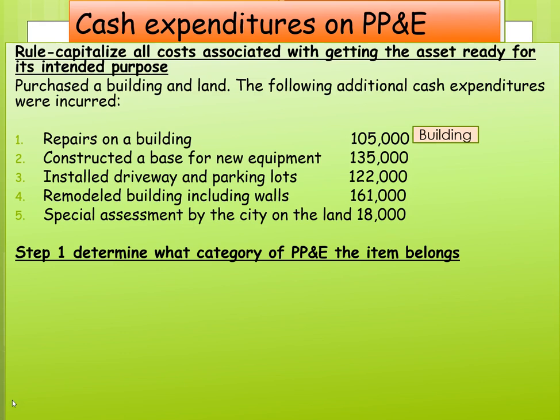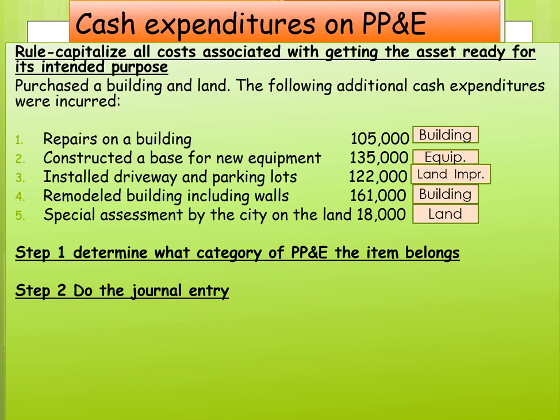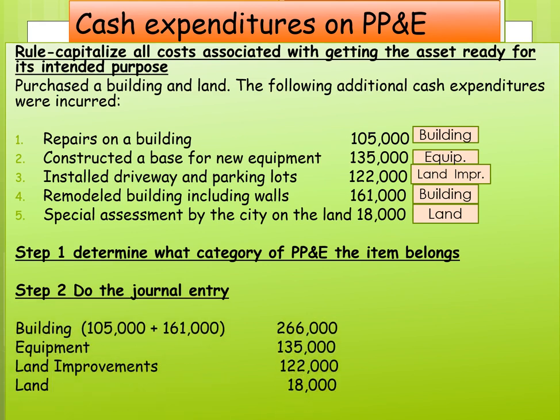So repairs on the building would be capitalized as part of building. Constructing a base for new equipment would be part of the cost of the equipment that would be capitalized. Installment of driveways and parking lots would be part of a separate category called land improvement. Remodeled building would be part of the building, and the special assessment of the land would go to land. So this is what our journal entry would look like. We do building, equipment, land improvements, and the offset we assume we paid cash.